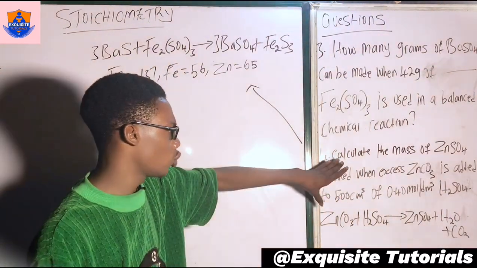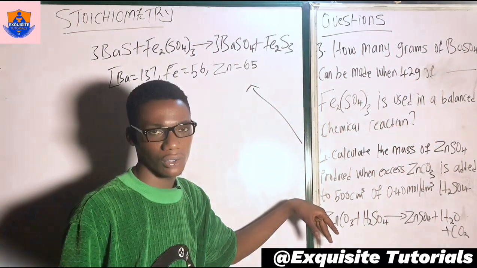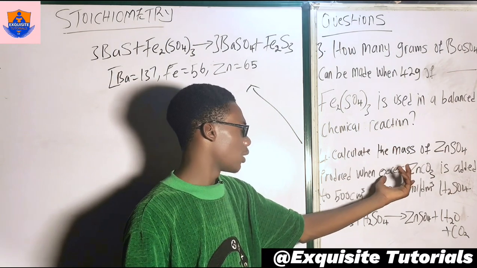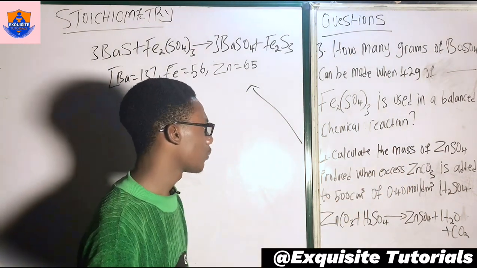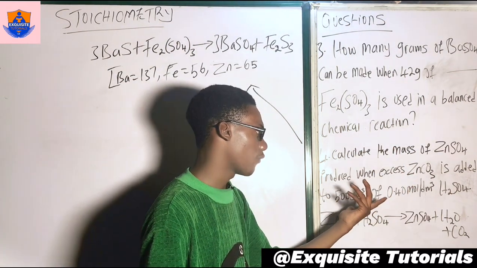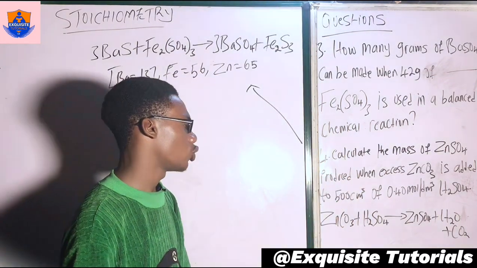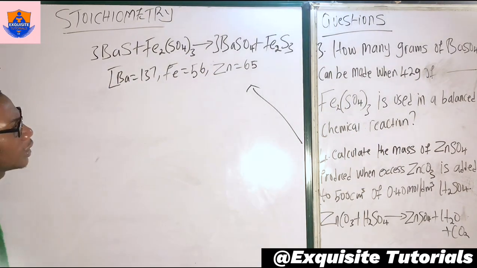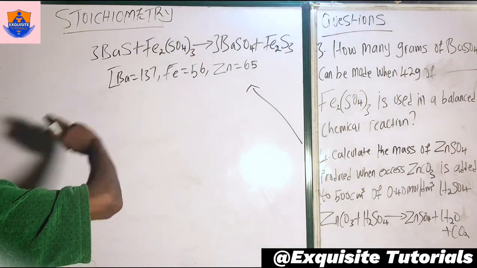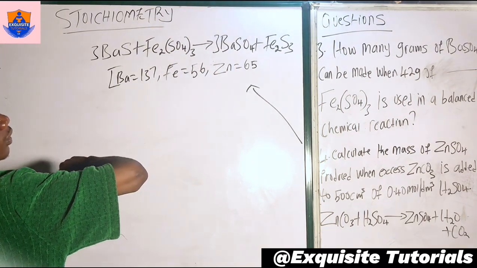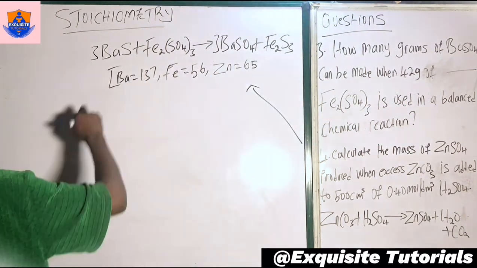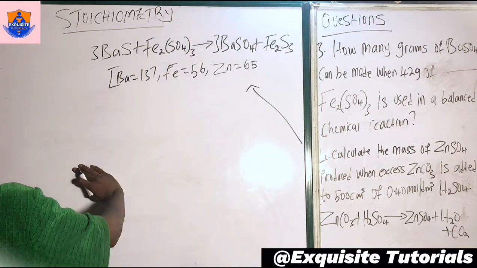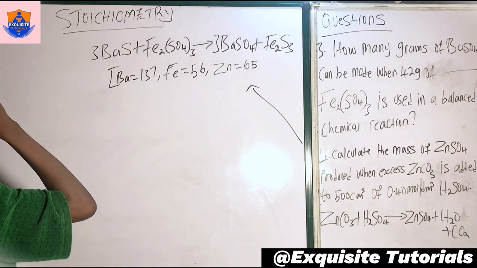Okay, first question 2, calculate the mass of zinc sulfate produced when ZnCO3 is added to 500 cm cube of 0.4 mol per dm cube H2SO4, hydrogen sulfate. Okay, so now let's solve question 3, which had the first question there, taking this as our equation of reaction.